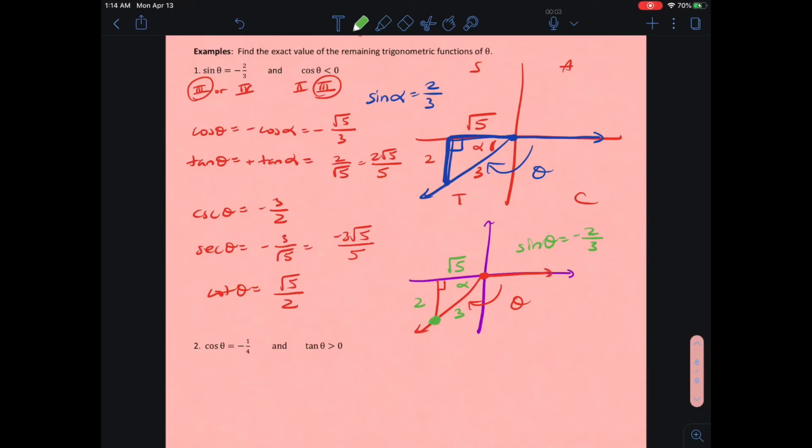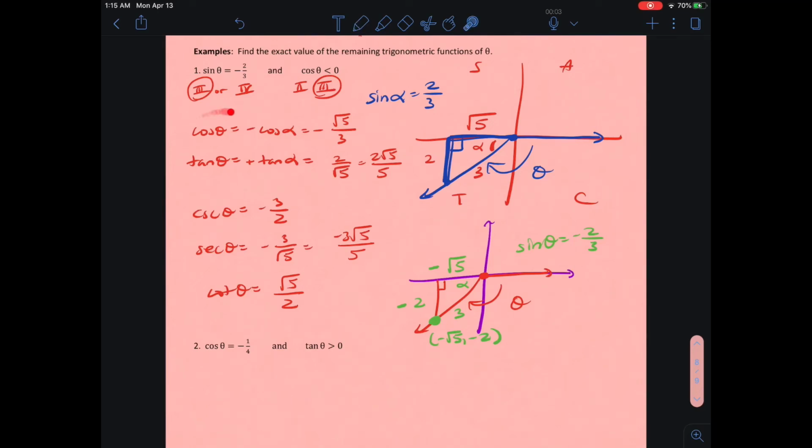Now if you look at this point right here, this point would be negative square root of 5, negative 2, right? It's a point in quadrant 3. What I'm going to do is put a negative here and a negative here. And when I find sine, cosine, tangent, I'm just going to be using this triangle here. And by using this triangle, that's going to take care of all the negatives.